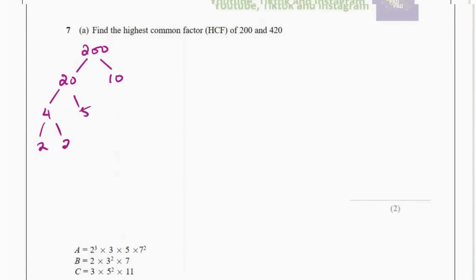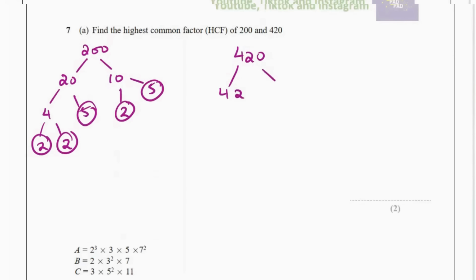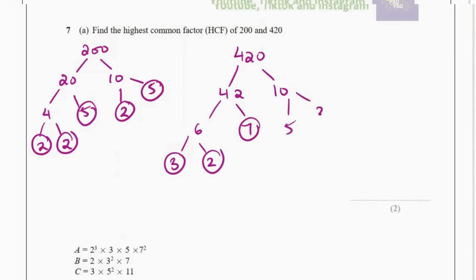4 is 2 and 2. 5 is a prime number, so we cannot further split it. 10 is 5 and 2. Once again, we cannot further split this. Now for 420, we can use 42 times 10. 42 is 6 times 7. 6 is 3 times 2. 3, 2, and 7 are prime numbers. 10 is 5 and 2. Again, they are prime numbers.